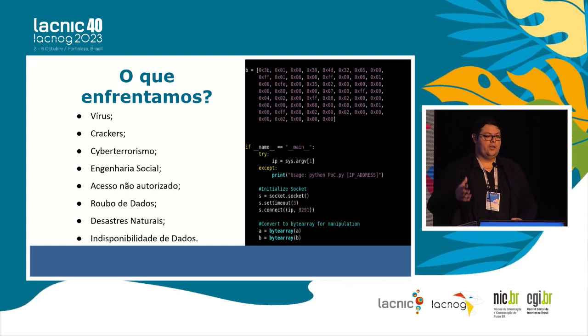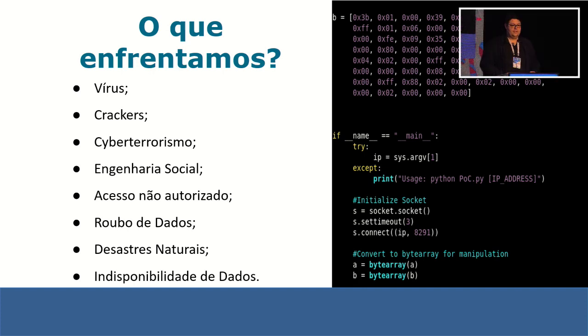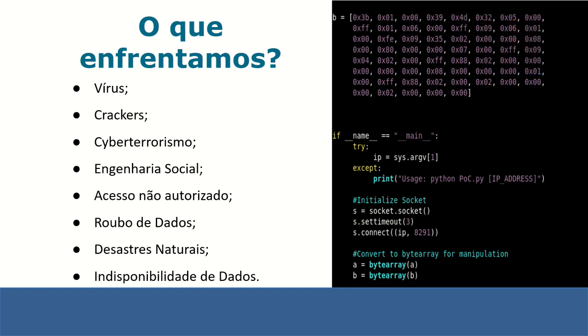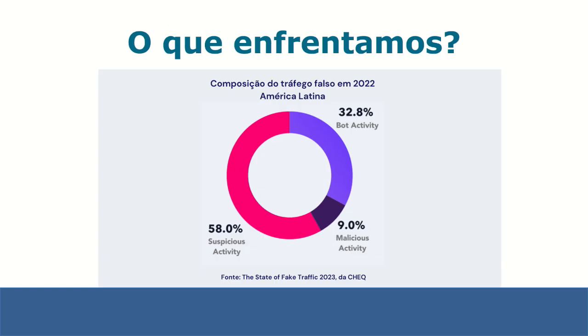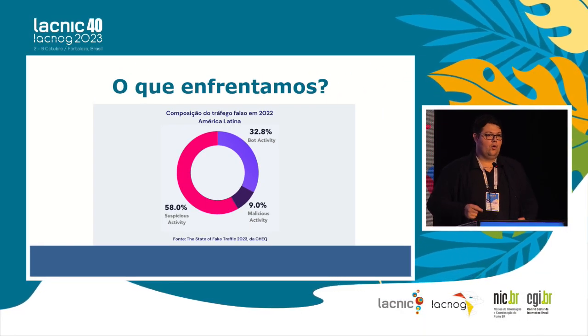So what are the things you deal with on a daily basis? The viruses, the crackers, cyber terrorism, social engineering. This is one of the most serious problems. Unauthorized access, data theft, natural disasters, and data and availability. So these are challenges for security. There are quite a number in our context. So we need to understand exactly who the villain is in order to see how we will proceed.